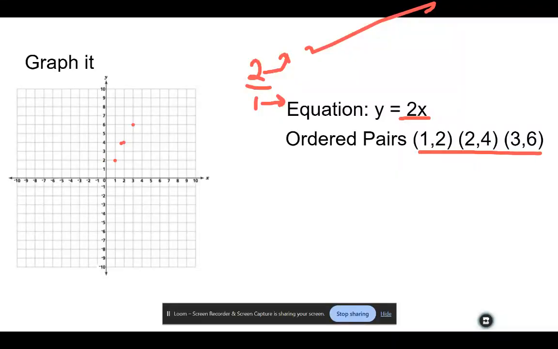I go up 2 over 1, I land on the dot. Up 2 over 1, I land on the dot. So connect the dots, and there you go.